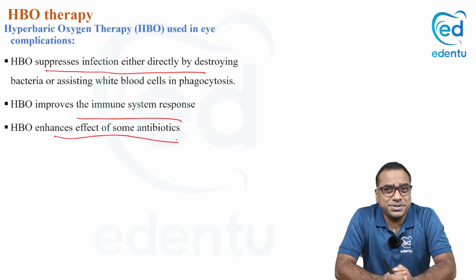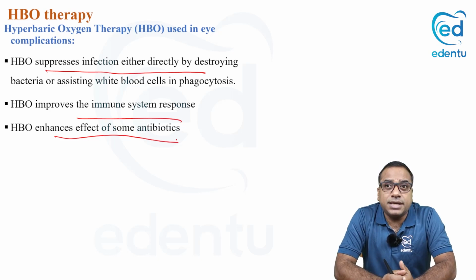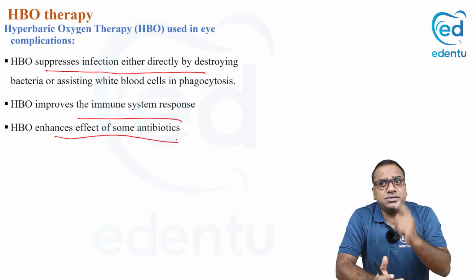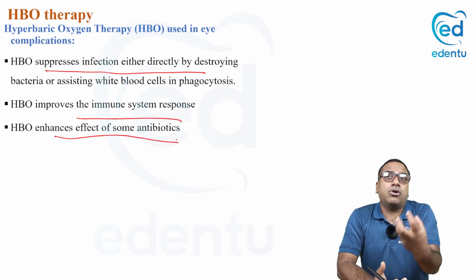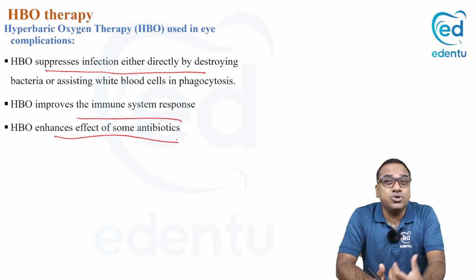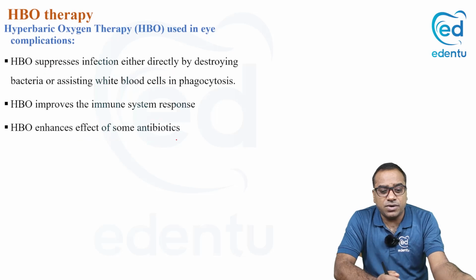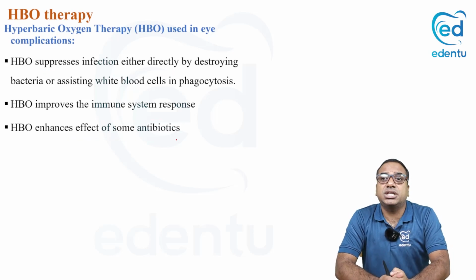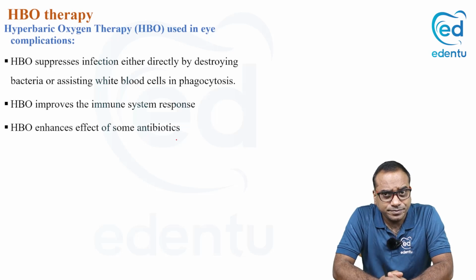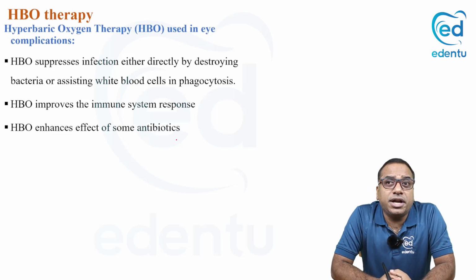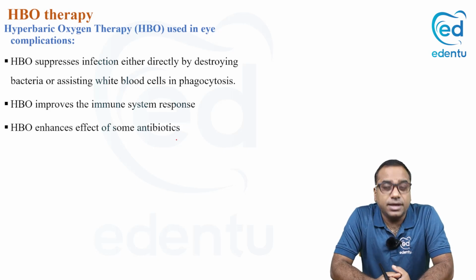So you should know what one dive is. The numbers: 100% oxygen, 2.4 atmospheric pressure, and 90 minutes duration is one dive. You should know that. And then fibroblast and collagen synthesis will be there, and new angiogenesis will take place because of this. And then Marx's protocol, stage 1, stage 2, stage 3, stage 3R. You should know how many dives are given in each stage, and the indications and contraindications of HBO therapy. So that's all in HBO therapy. Thank you.